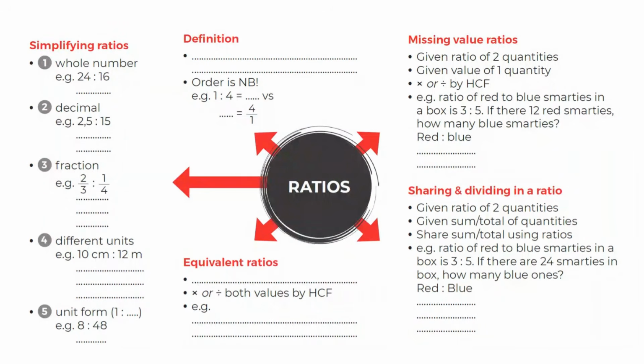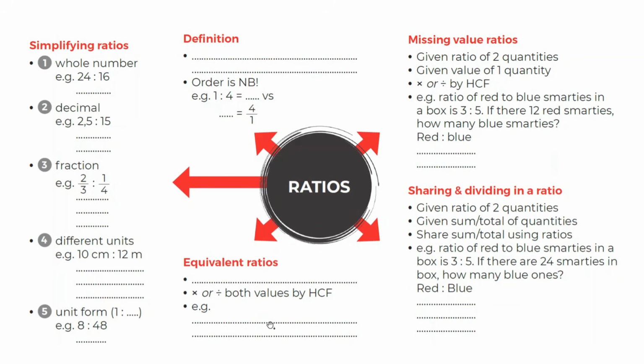So back to the summary. So for ratios, remember definition. So that's key terms. We need to emphasize order is important. There's a difference of 1 to 4 versus 4 to 1. So here, when a learner's doing it, do they actually understand it? Then equivalent ratios is a different subsection of ratios. Can they define it? The method, they need to multiply or divide both values by the highest common factor. There they can include an example for themselves.